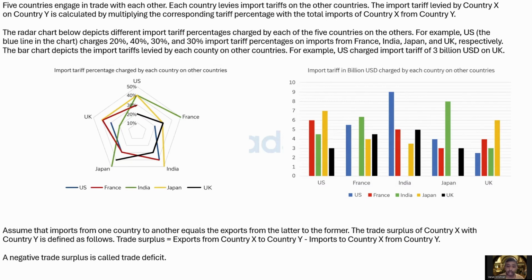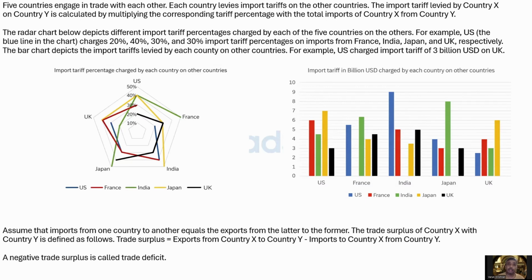India and the US is sending me goods. So those goods are being exported from the US and imported by India. So the same goods are both exports and imports. It depends upon who is sending and who is receiving. The receiver becomes the importer. The sender becomes the exporter.